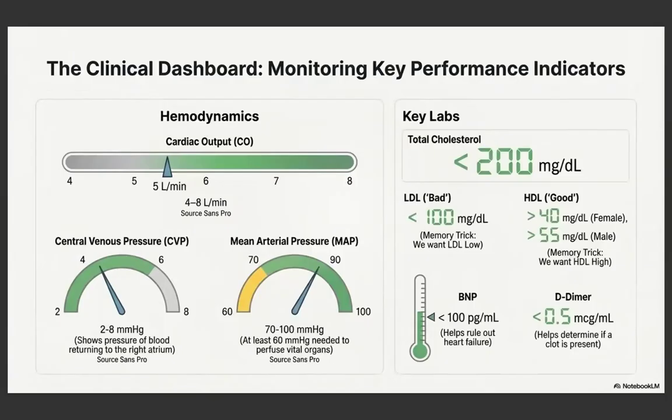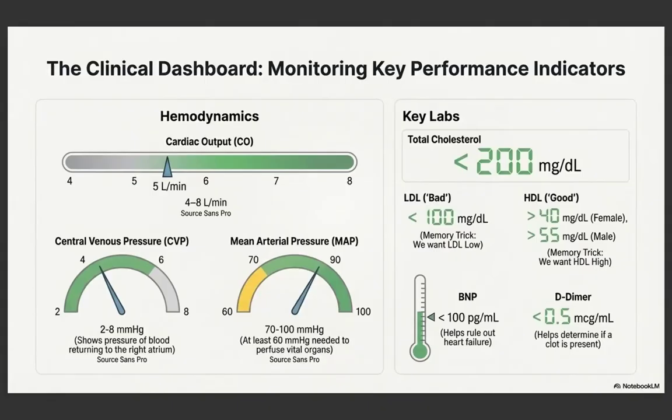Okay, so hemodynamics. Now remember, CVP, or central venous pressure, is the pressure of blood that's returning to that right side. It's supposed to be between 2 and 8 millimeters of mercury. Your MAP is what's needed to perfuse your organs. So this is kind of like that average of your diastolic and systolic put together, and that's how you get that number. And you need at least 60 mmHg to perfuse your vital organs.